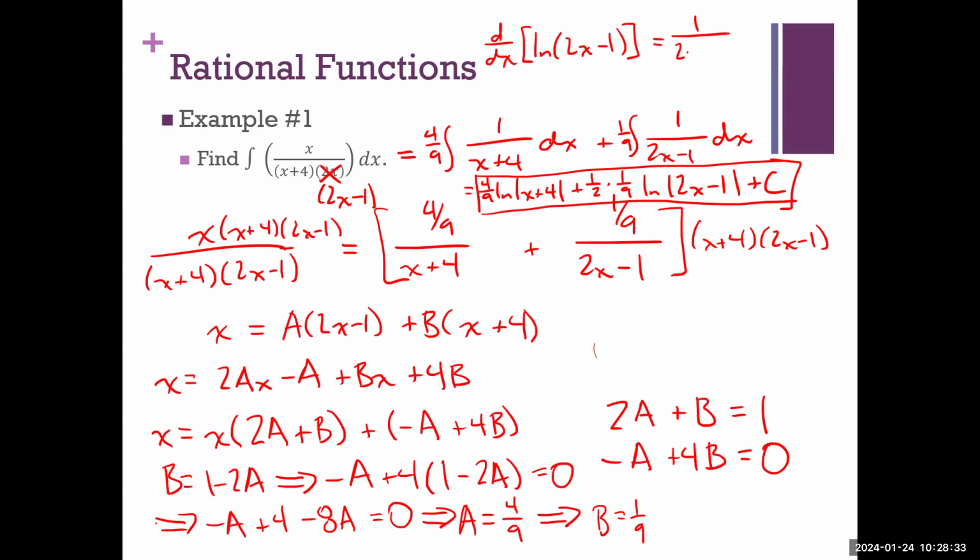1 over 2x minus 1, is that the whole thing? Times 2, right? Because of the chain rule, now we're looking at this derivative. The derivative of natural log of 2x minus 1 is 2 over 2x minus 1, right? So we have exactly half of that. That's where that half comes from: instead of having a 2 in the numerator, which I would need to directly have that antiderivative, I have exactly half that. Did that answer your question? Okay. Anything else?